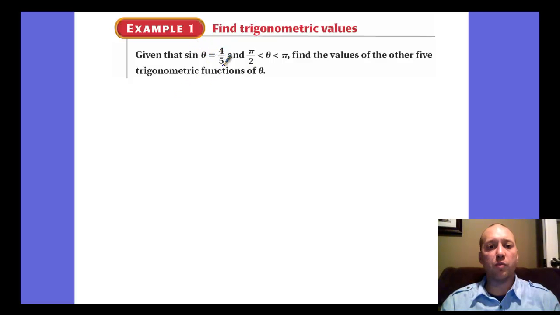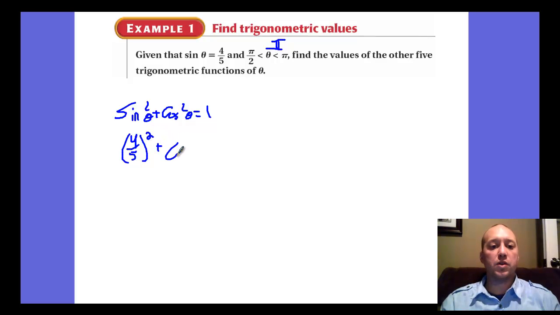Sine of theta is 4 over 5, and we are between pi halves and pi, so it's the second quadrant, quadrant 2. Find the values of the other 5 trig functions. So I could just do sine squared theta plus cosine squared theta equals 1. So I can plug in my sine: 4/5 quantity squared plus cosine squared theta equals 1. So 16/25. I can subtract it from both sides. So cosine squared theta is going to equal 9/25.